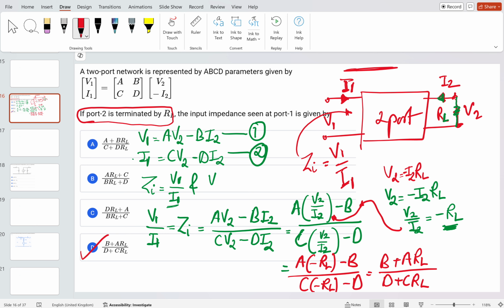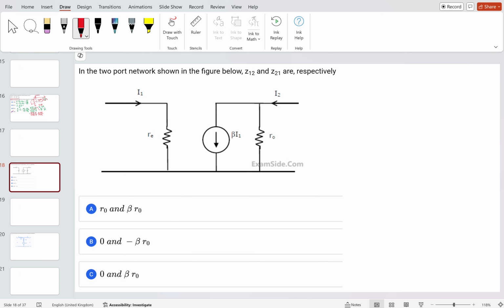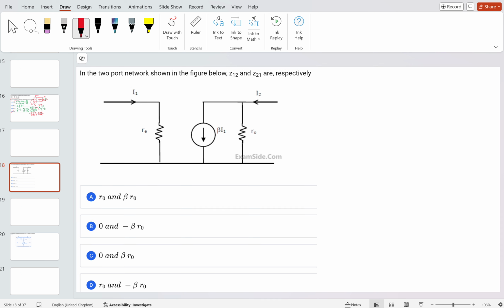Any doubt in this? You just have to take the ratio. What we know and what we wanted: we know that the V2 by I2 ratio is equal to minus RL, which is the hint already given, and Zin is equal to V1 by I1. Then we directly took the ratio and put the value of RL into that equation. Okay, let's move further. Try to solve this problem.